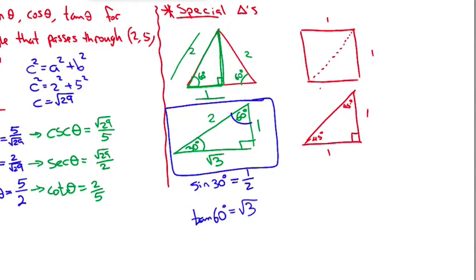What's the third side, the hypotenuse? 1 squared plus 1 squared is 2. Square root it, and you get the square root of 2. So that gives us another special triangle.